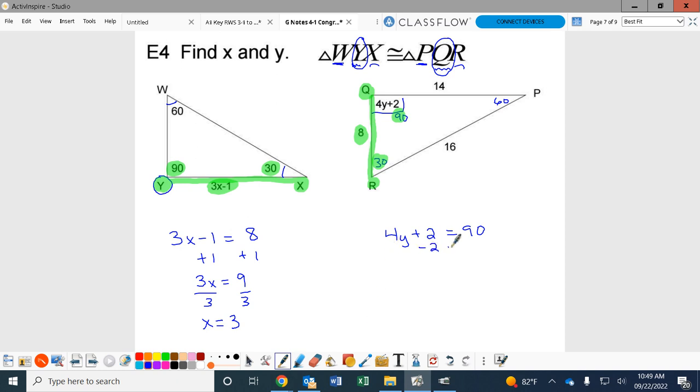Minus 2 on this next one. It'd be 4y equals 88. Divide by 4, and y would equal 22.